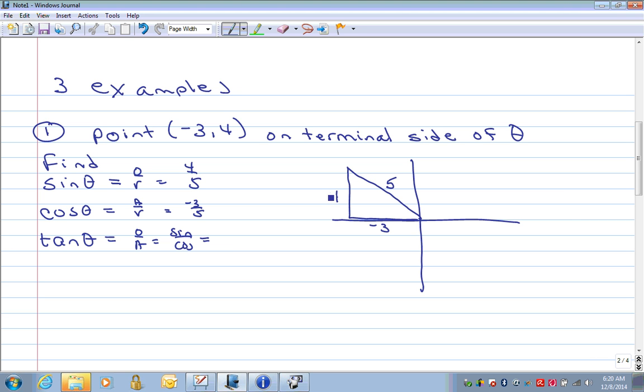So let's keep writing it down. Sine would be our y value of 4. Cosine would be our x value of -3. So tan is -4/3. All right, and there's the first one. Not too bad if you know your circle and you know your right triangle trig. Let's look at number 2.